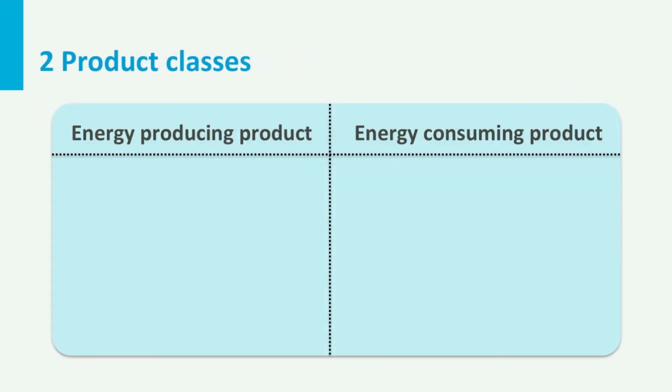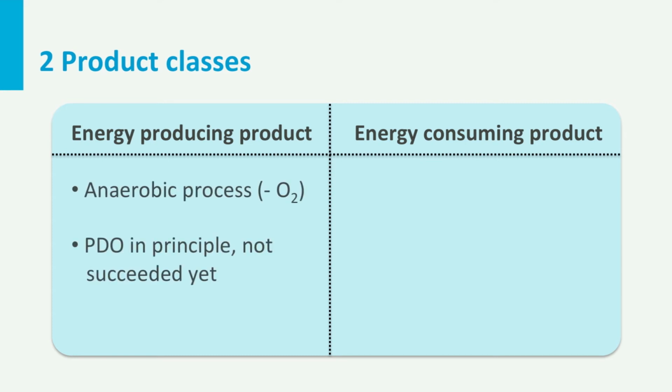Following this energy consideration, it is now important to distinguish 2 product classes: energy producing and energy consuming products. The first class of products generates energy in the form of biological energy. If this is the case, then you have an anaerobic process, which means that no oxygen is needed for the organism to grow and to produce. The theoretical product reaction of PDO, which we just derived, shows that in principle it is an energy producing product reaction. Thus, it would be possible to perform this production of PDO anaerobically, in the absence of oxygen. Unfortunately, research has not succeeded in this yet.